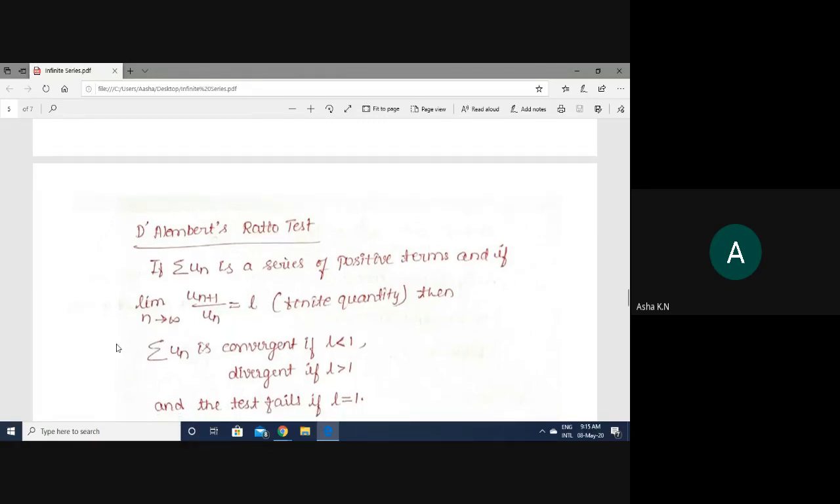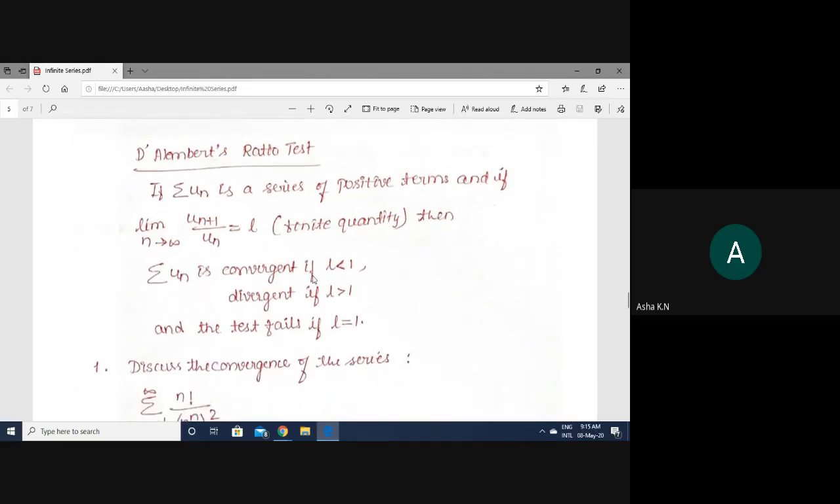Then sigma un is convergent if L is less than 1. It is divergent if L is greater than 1. And the test fails if L is equal to 1. So this is the statement of the ratio test. Now let us do the problems. The difference is only this: in taking the limit of something, we have something else here.